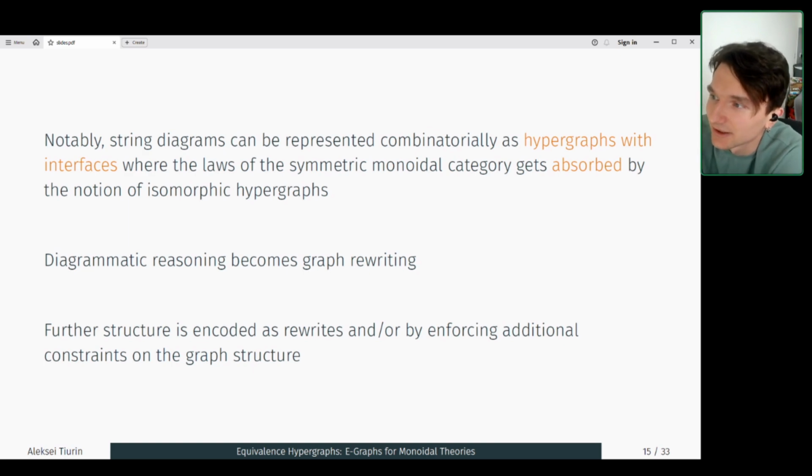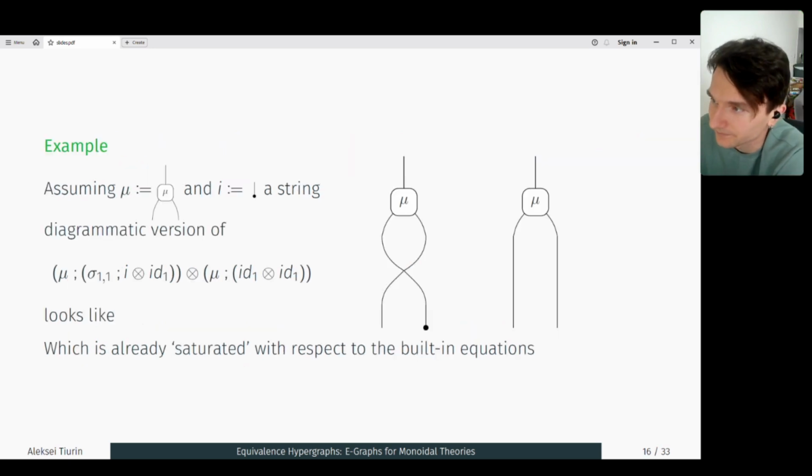And another nice feature is that string diagrams can be represented combinatorially by hypergraphs with interfaces, where these built-in equations get completely absorbed by the notion of isomorphic hypergraphs. And we can perform diagrammatic rewriting on string diagrams by doing graph rewriting on these concrete combinatorial structures. And that's how we can encode some additional equations from the monoidal theory by tweaking the definition of hypergraph and the isomorphism between them.